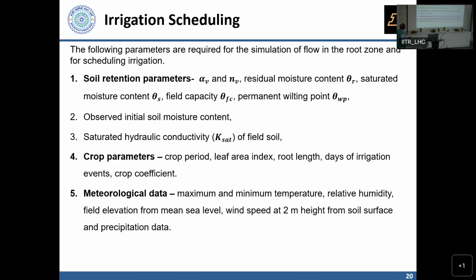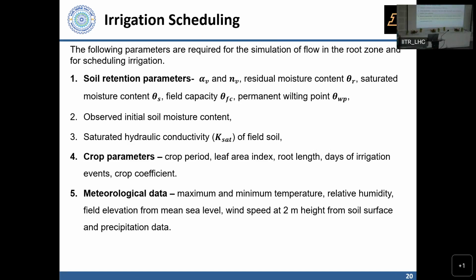To solve this, we know that the soil retention parameters are required, like alpha VG, n VG, and theta s, theta r. Usually we get these from laboratory studies. And the observed initial soil moisture contents: there are equipments called TDR, time domain reflectometer, or soil moisture probes, which can give you the moisture content. Then saturated hydraulic conductivity: usually in the field we use a Guelph permeameter to get this. These are the soil parameters required for simulation.